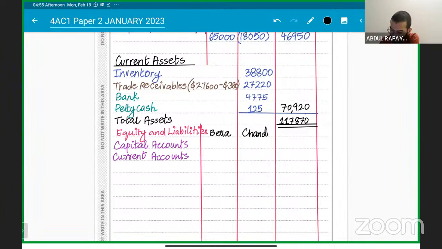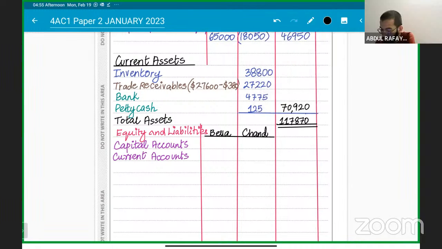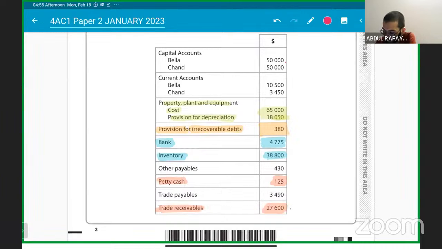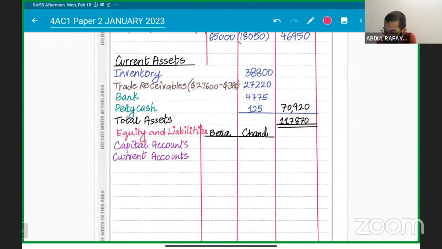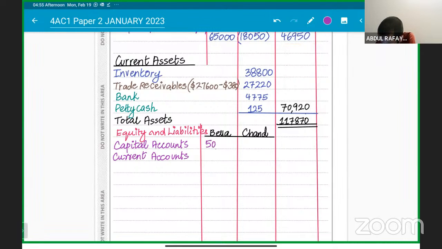Understood? Okay. And we'll write down their capital account balances and the current capital. So capital account balances are for both of them 50,000, 50,000, sir. So here we go. It will be 50,000 for both of them, which will eventually make it 100,000, on the first column.